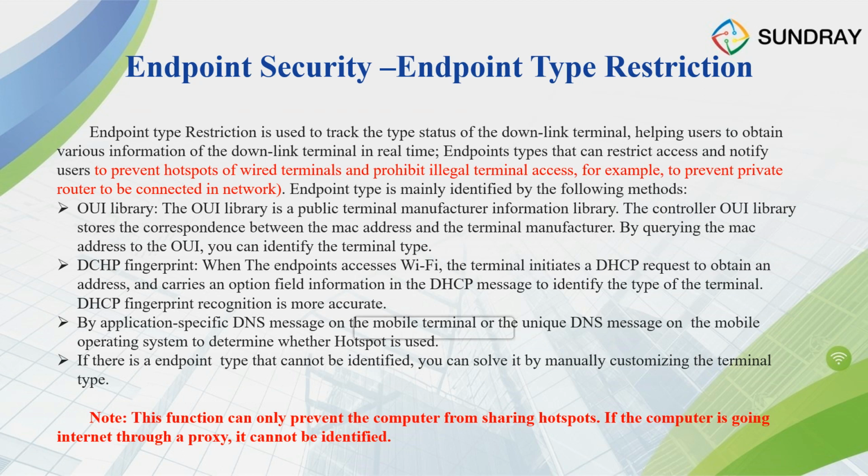First one is the OUI library. In our controller, we have this library. According to the device's MAC address, we will know the terminal's information about the manufacturer. So we will know the terminal type. And another way is through the DHCP fingerprint. This is an optional field in the DHCP message. So for some devices, we can also use this to know the network endpoint type.